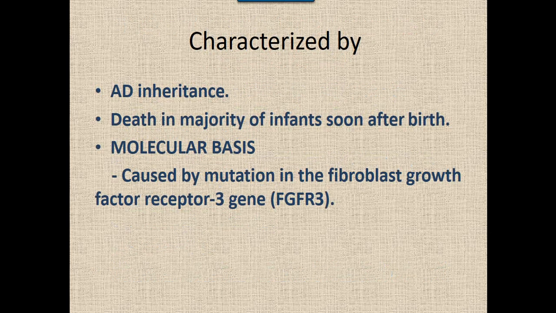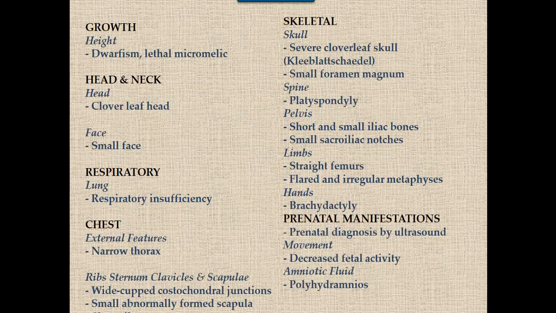It is characterized by autosomal dominant inheritance, and the majority of infants die soon after birth. On a molecular basis, it is caused by mutation in the fibroblast growth factor receptor 3 gene, FGFR3. It affects growth. The infant will have dwarfism and lethal micromelia.